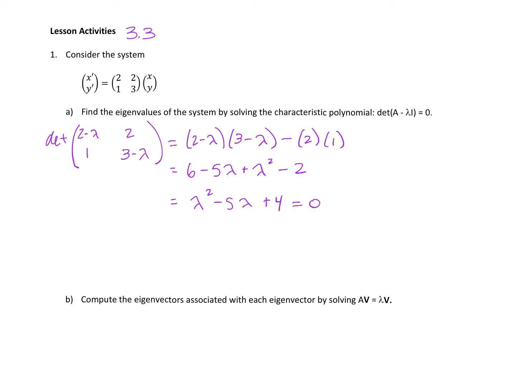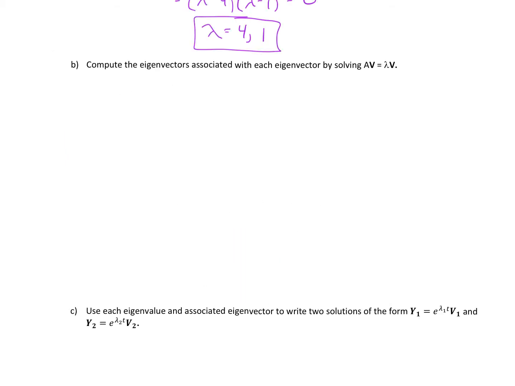We solve it by factoring. This factors to lambda minus 4 times lambda minus 1. Set each factor to 0, and we get lambda equals 4 and 1. So there are our two eigenvalues.